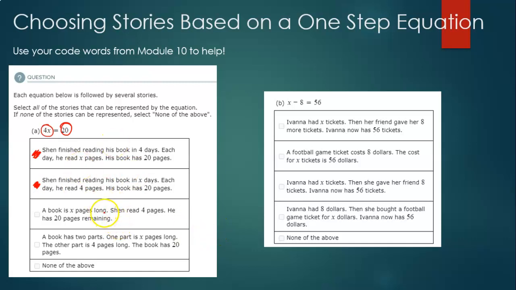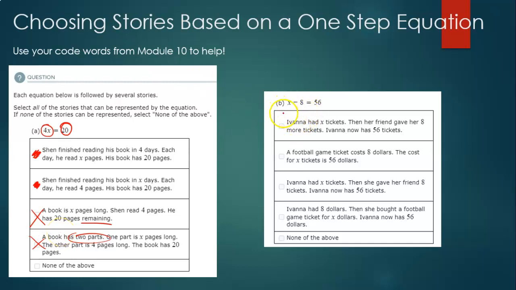A book is X pages long. Shen read 4 pages. He has 20 pages remaining. No, remaining would be a subtraction problem. A book has 2 parts. One part is X pages long. The other part is 4 pages long. The book has 20 pages. No, if we have 2 parts, that would be an addition problem. So you should have chosen the first 2 there.